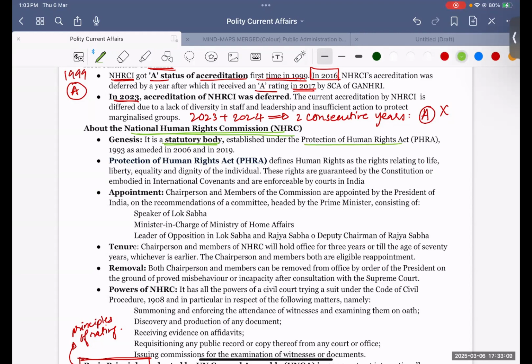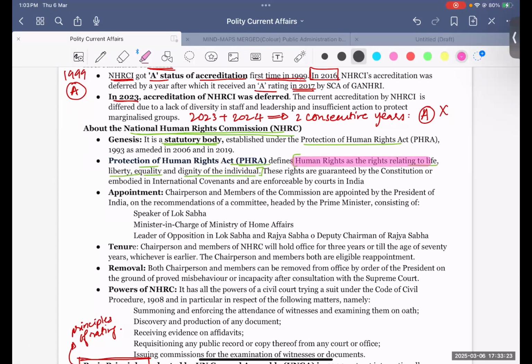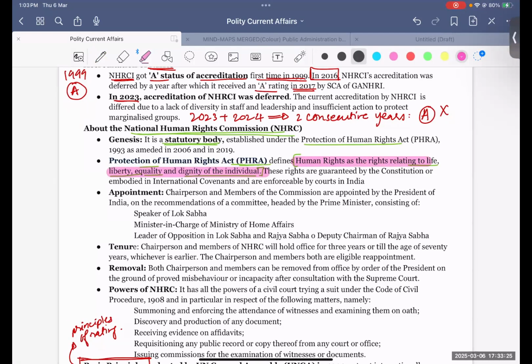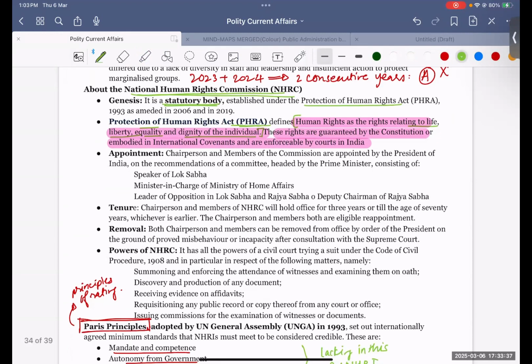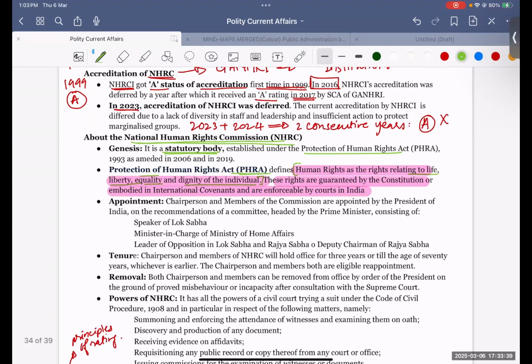Okay. The Protection of Human Rights Act defines human rights as those relating to life, liberty, equality, and dignity of the individual. Okay. So this sounds familiar because we also have it in terms of our fundamental rights. They are guaranteed by the Constitution or embodied in the international covenants and enforceable by courts in India. Okay, but it is important to note that NHRC is a statutory body.